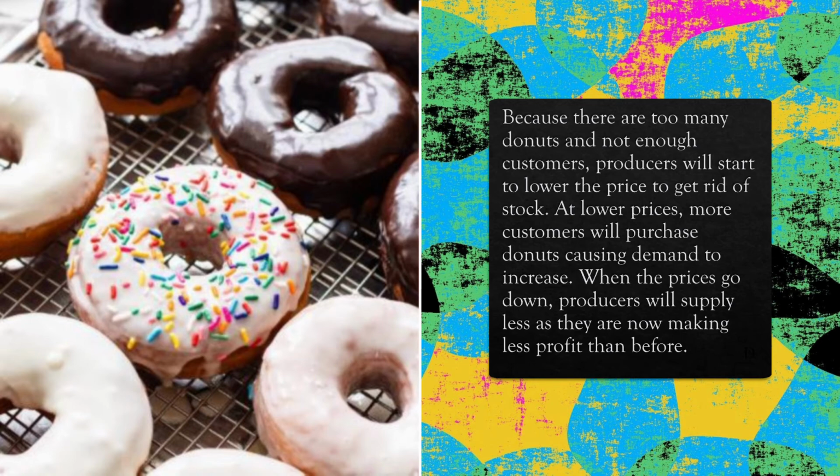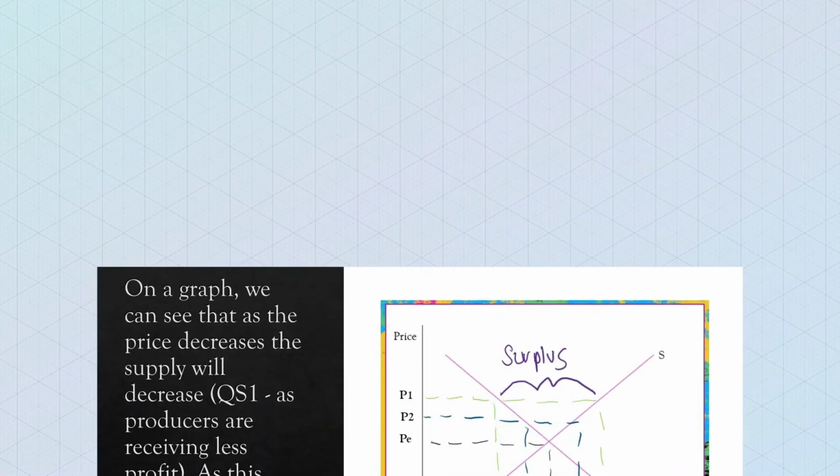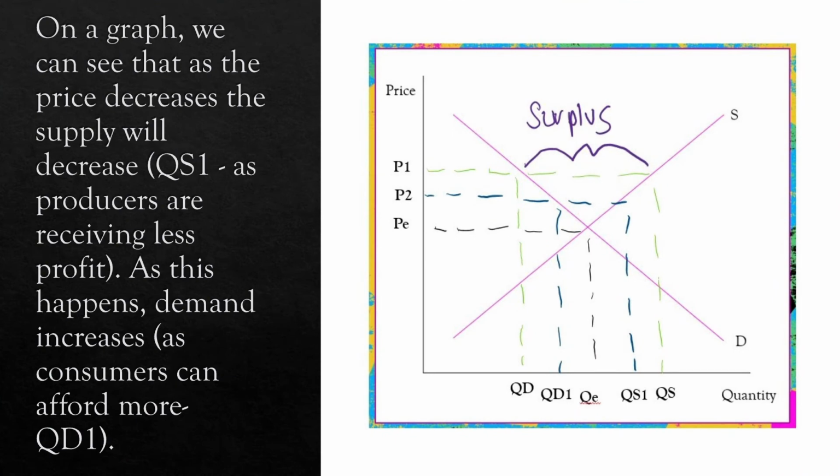So when the prices go down, the producers will supply less because now they are making less profits. And as the prices go down, the demand will also increase because more people are willing and able to purchase the good or service, and in this case it's donuts at that particular price point. So on a graph, we can see that as the price decreases, the supply will decrease. So I've drawn a new price point here at P2 just to show the effect of the price decreasing.